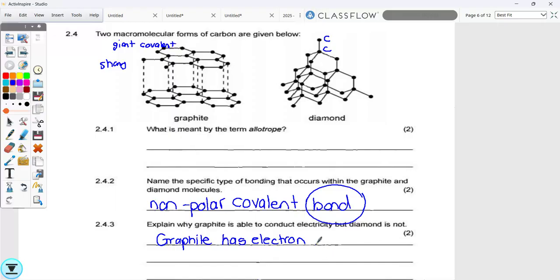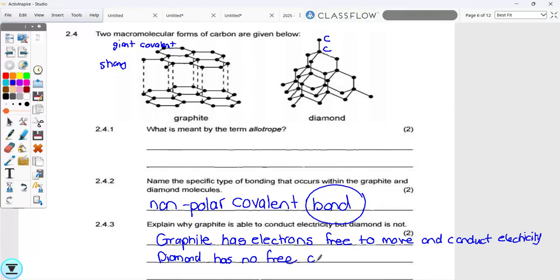Graphite has electrons free to move and conduct electricity. And diamond has no free charges or charged particles. Done.